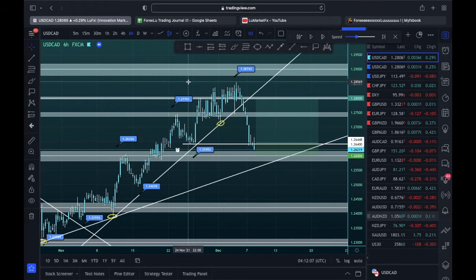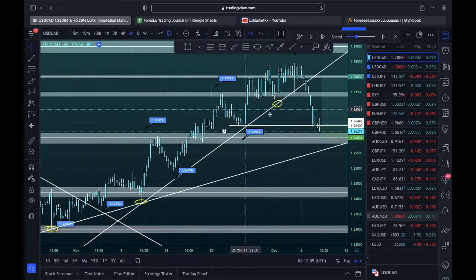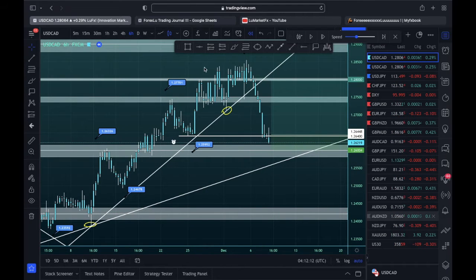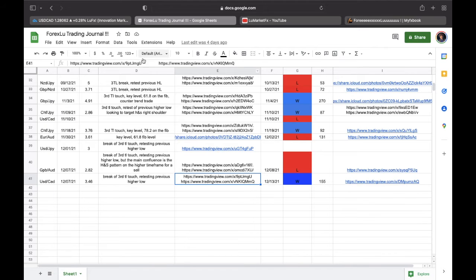So anyways, let me go over this. Actually, I didn't even see what the trade looked like, so let me show you guys where I actually got in the trade, even though I'm going to show you guys on my chart. So this is the UCAD trade, and for the pair I just put UCAD, obviously, because that's the pair. The date was the 7th of December. For my risk reward, it was a 3.46.